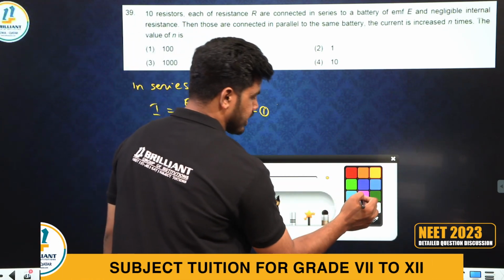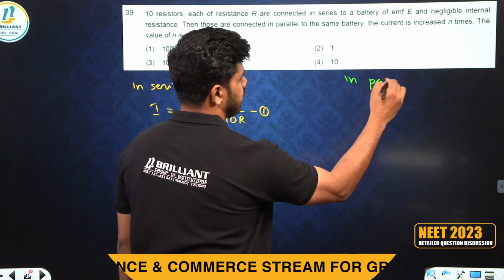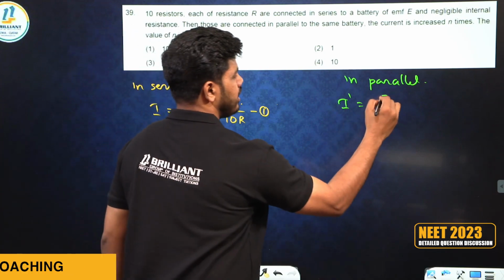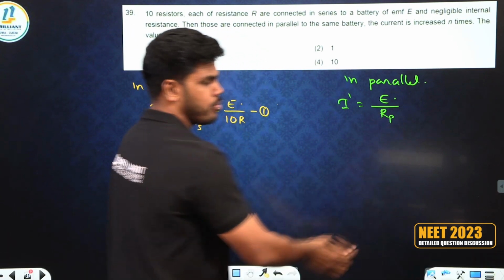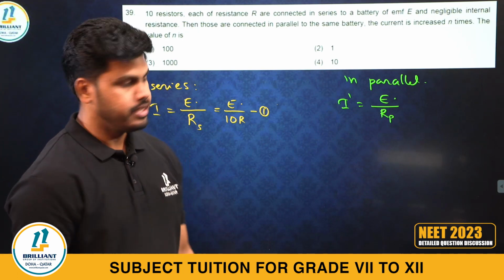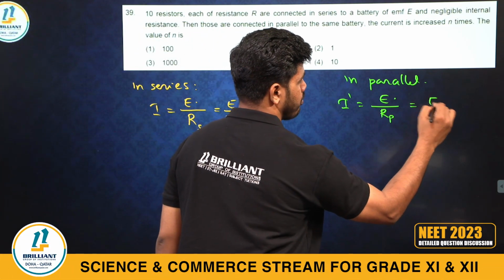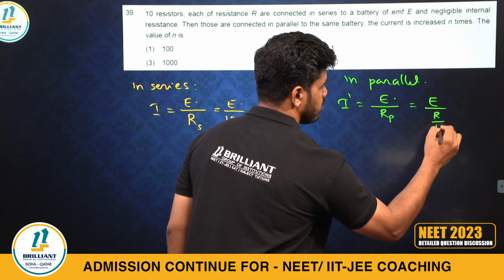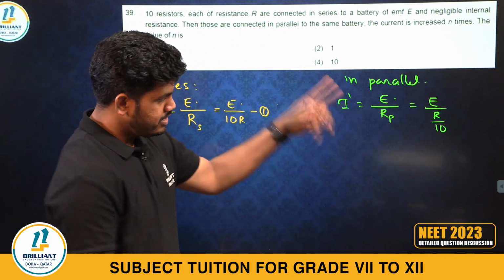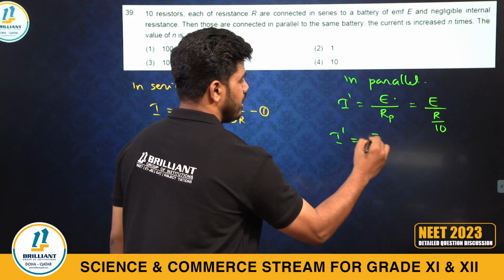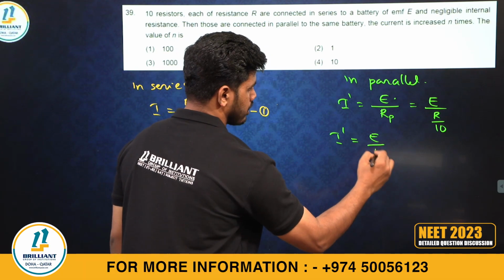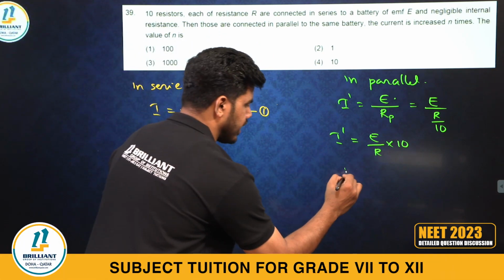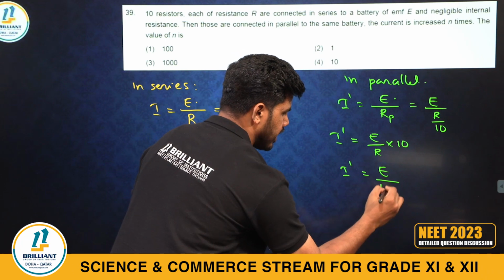Okay, what happens when we connect them in parallel? In parallel combination, again current I dash is going to be equal to E divided by the equivalent resistance in the parallel combination, correct? What is the equivalent resistance in the parallel combination? 10 resistors are connected, each of resistance R. Then it is R divided by 10, correct? So I dash is going to be E divided by R into 10. I can just rewrite I dash as E divided by 10R into 10.